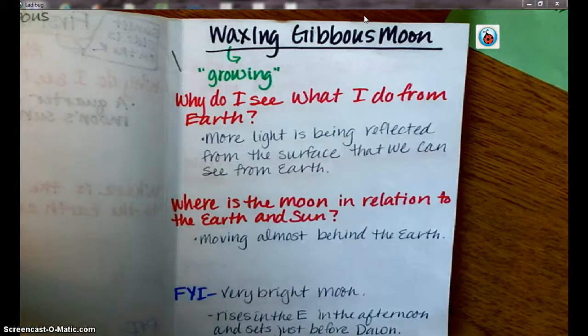Well, it's moving. It's in the process of moving from the side of earth to behind earth. Remember we talked about how the axis is tilted? So it's not going to be in the shadow of the earth. It's just kind of moving in a behind location. This is a very bright moon. It's going to rise in the east in the afternoon and set just before dawn.